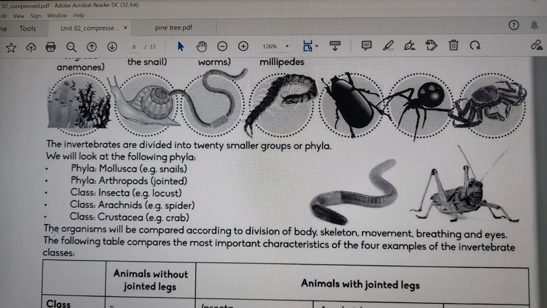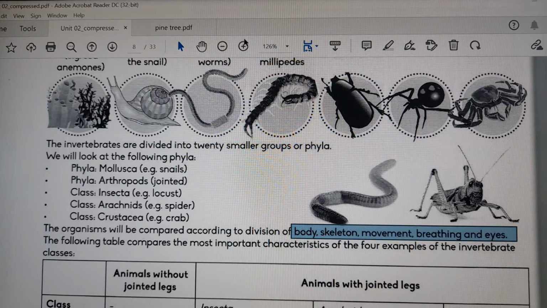Now they say the organisms will be compared according to body, skeleton, movement, breathing, and eyes. So we are going to use these five characteristics to compare these organisms. Under each item, we are going to look at its body, its skeleton, its movement, how it breathes, and its eyes.